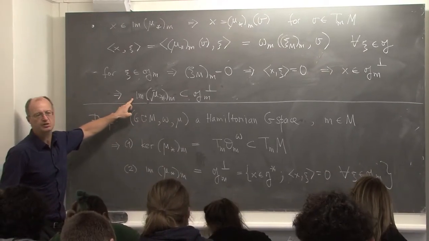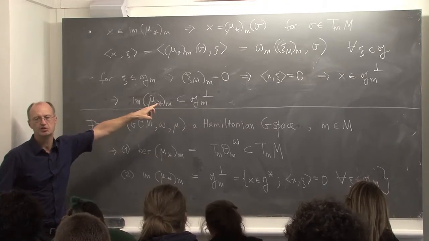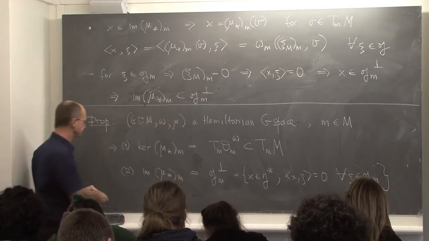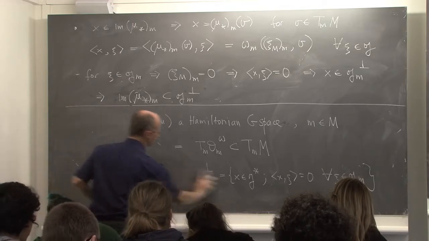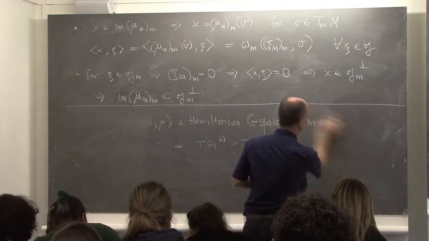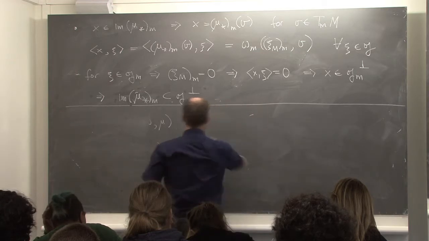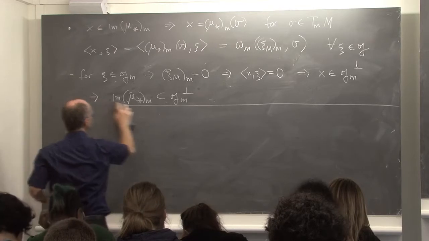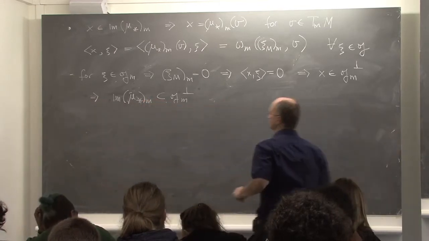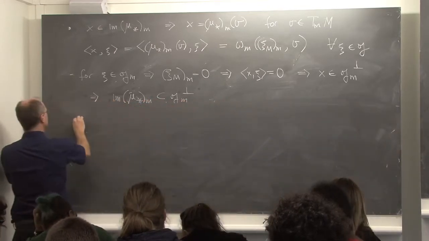So now I proved that the image is sitting inside G_m orthogonal. Now what remains to be seen is why it is exactly equal to G_m orthogonal. So that's the last step.